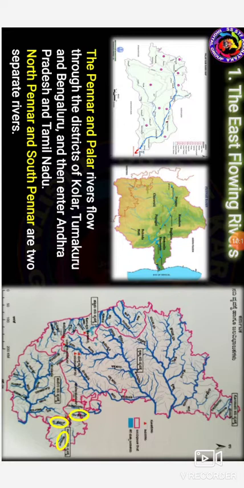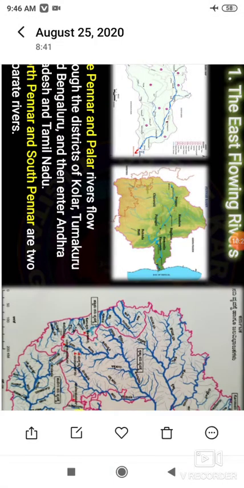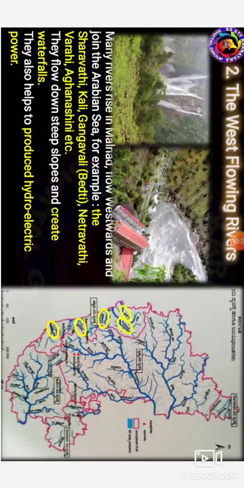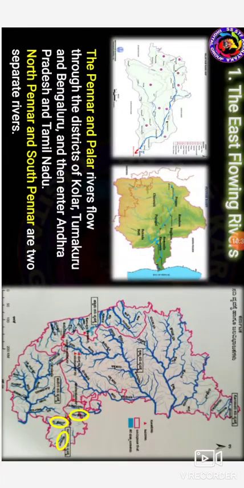And then they enter Andhra Pradesh and then Tamil Nadu. The North Pennar and the South Pennar are two separate rivers. These two forms of the river flow through the Kolar districts. So this is the information on the east flowing rivers in Karnataka.